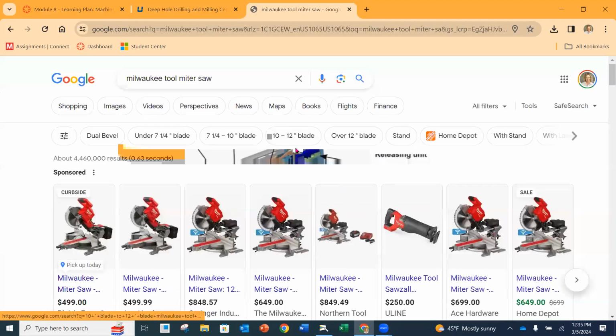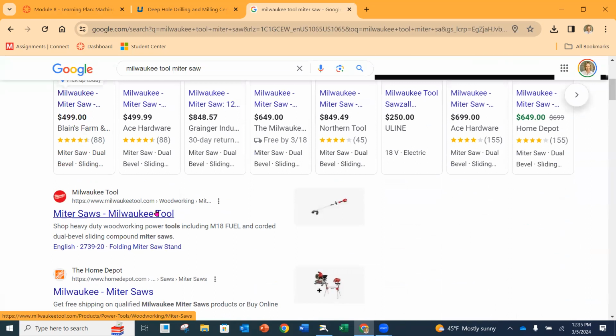Miter saws also have Belleville washers on them.